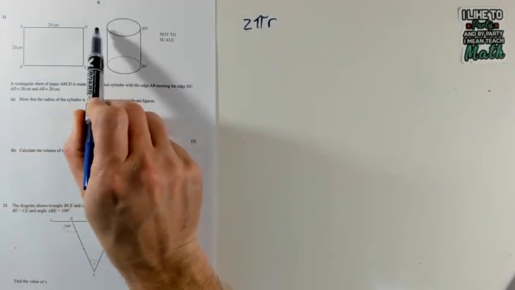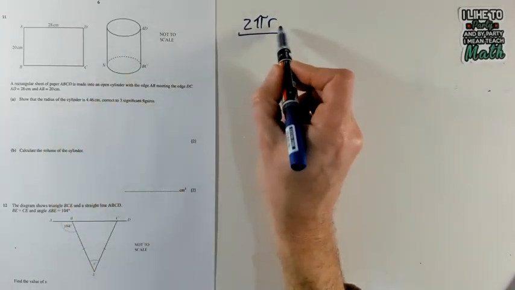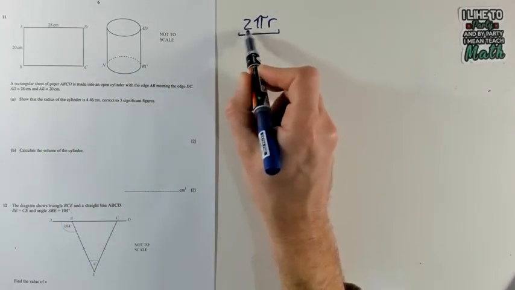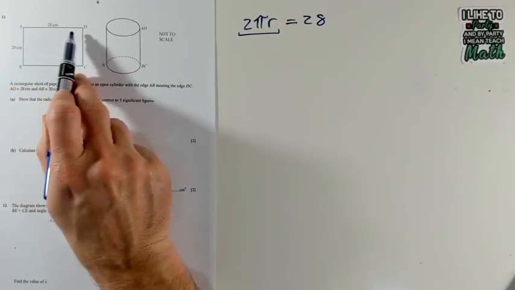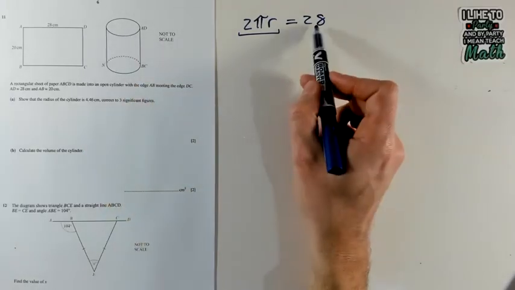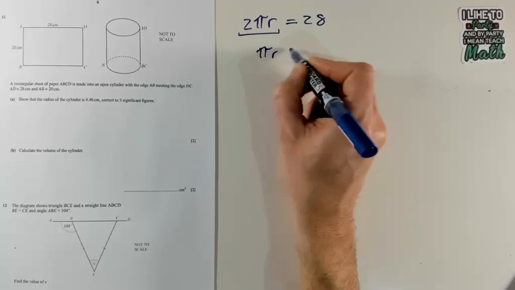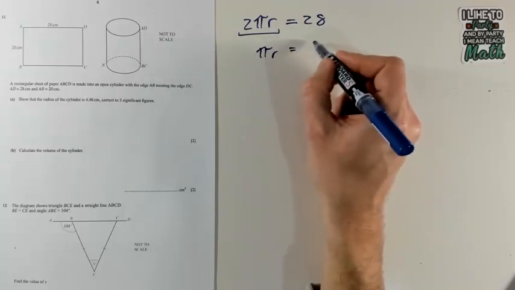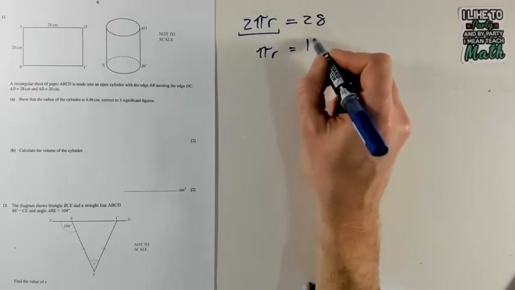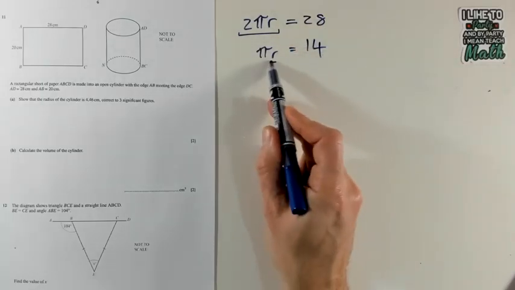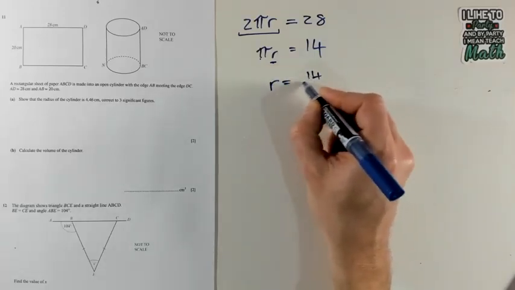So the circumference of the circle is actually 28, and we have the formula for the circumference as 2 pi r, and we know this is going to be 28 because that length folds to form the circle. So 28 is 2 pi r, and I'm just going to divide by 2 on both sides. So pi r is 28 divided by 2, which is 14. And to find the radius alone, I have to divide by pi. So the radius is 14 divided by pi.